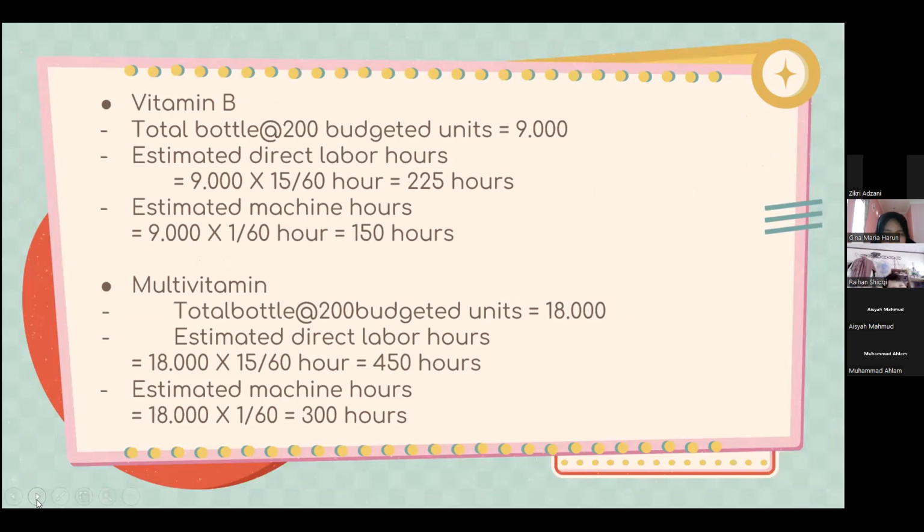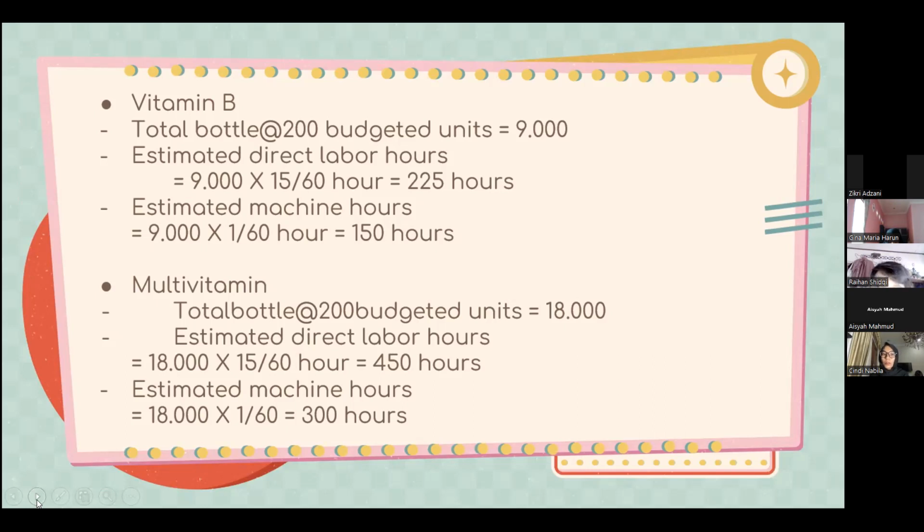Time is yours. Okay, next is the conversion cost of vitamin B. The total bottles of vitamin B at 200 budgeted units is 9,000, and the estimated direct labor is a total of 225 hours. And then the estimated machine hours would be a total of 150 hours.